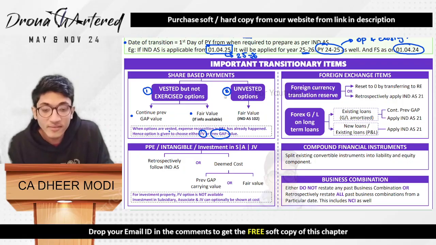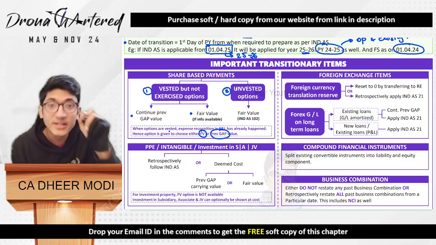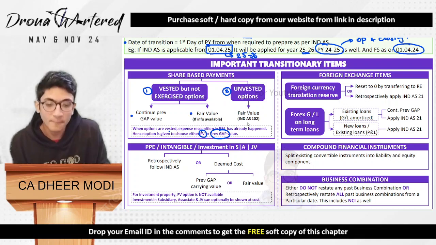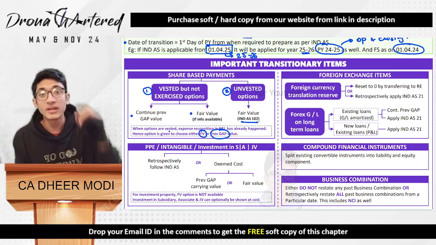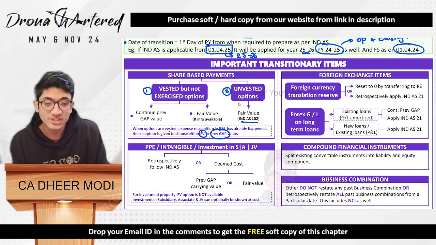However, in case of unvested options, the entire P&L impact has not been given yet, and therefore there is no option but to follow fair value as per IND AS 102. Great. This was your share-based payment.